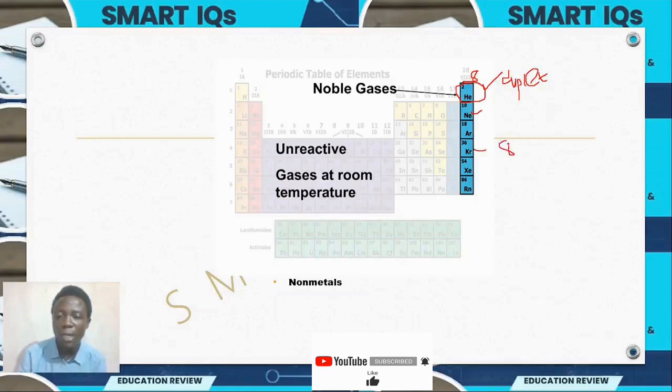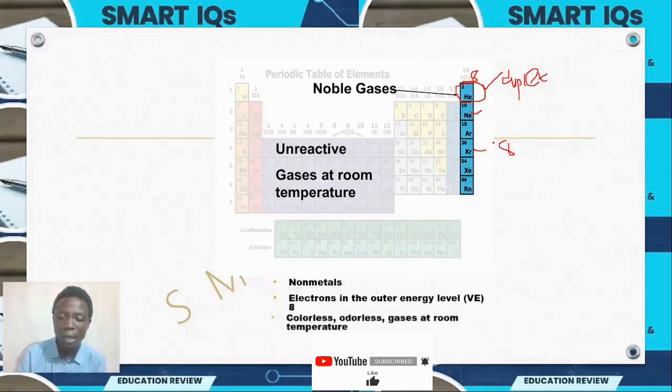And because they have 8 electrons in the outermost shell, you never find us writing any equations, especially chemical equations, involving these elements, because they are chemically stable. Are we together? So they neither give electrons nor receive electrons. So let's move straight. Of course, I've talked about their 8 electrons in the outermost shell, and they are colorless, odorless, and gases at room temperature.